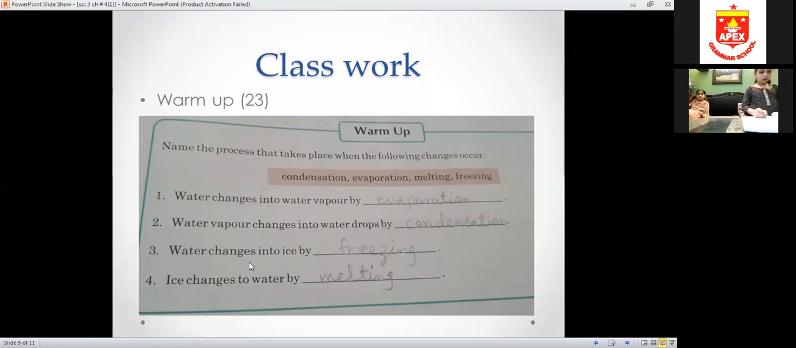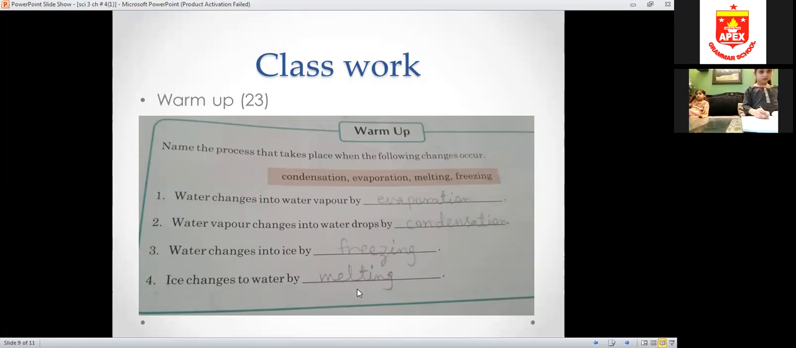So the next is when water changes into ice. The liquid state is now changing. Water is present in liquid. It changes into ice. Ice is a solid. Liquid changing to solid, the process is known as freezing. Freezing. Last one is ice. Ice is in solid shape and it's changing into water. So water is liquid. So this process is known as melting.